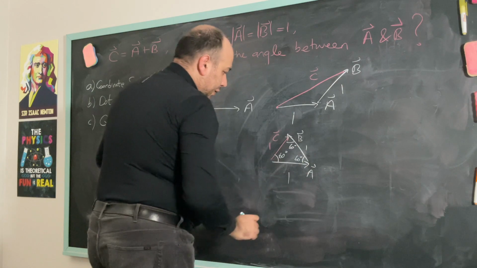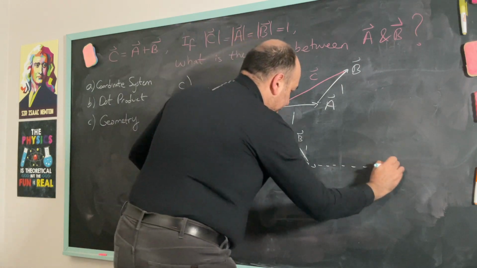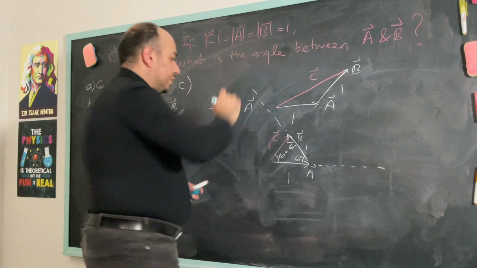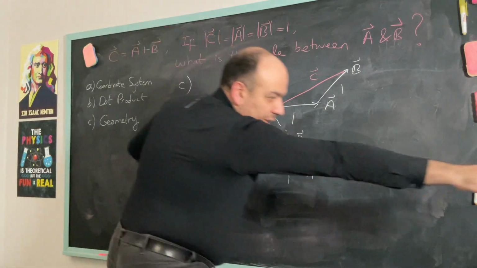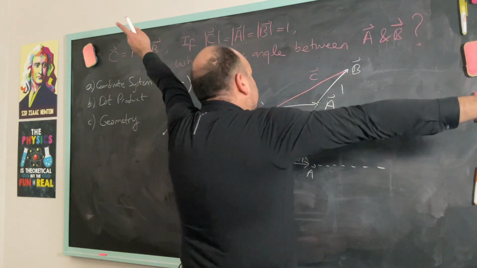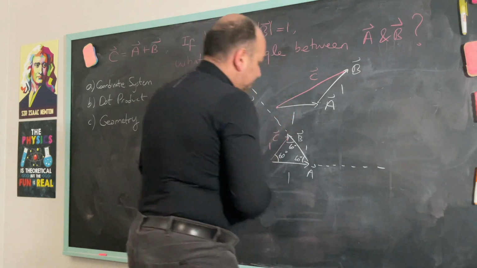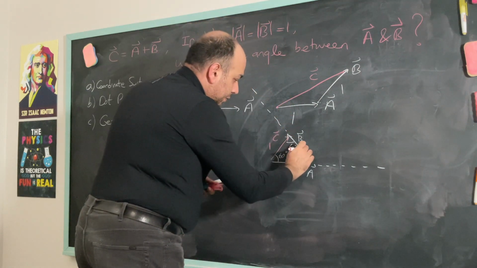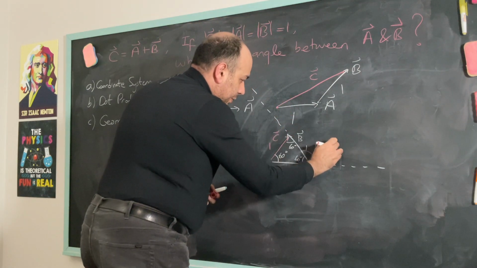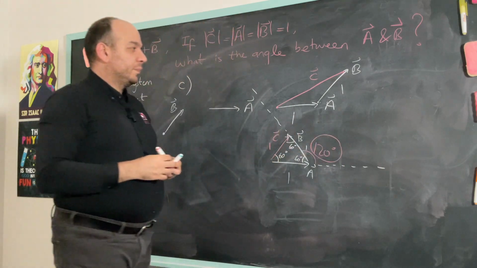All the internal angles are. A is pointing in that direction, and B is pointing in that direction, right? A is pointing in that direction, B is pointing in that direction. So the angle between them would be 120. And this is the answer.